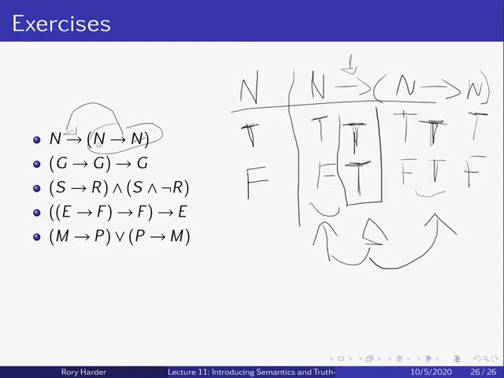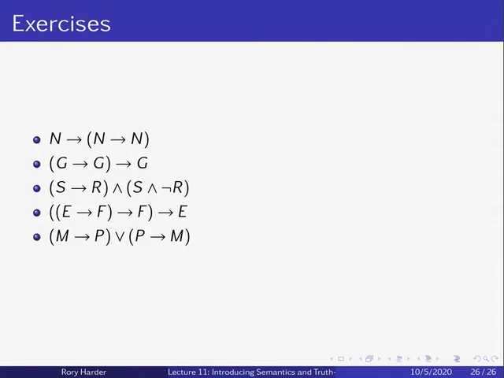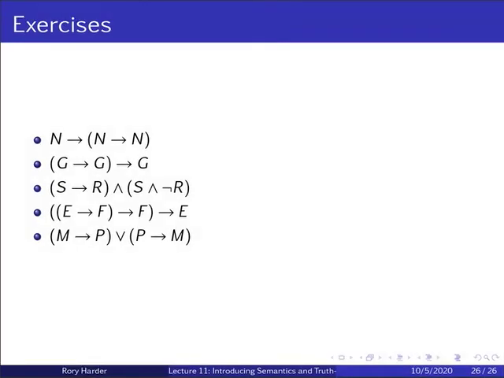Okay, so you should try constructing the truth table for this statement yourself. It's very similar and pretty simple because there's only one atomic sentence as well. But now let me try constructing for you the truth table for this third sentence: if S then R, and S and not R.